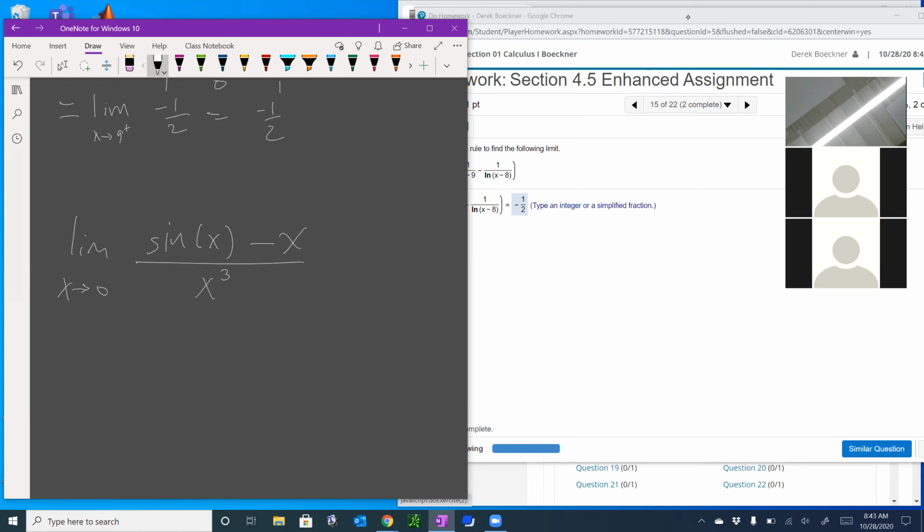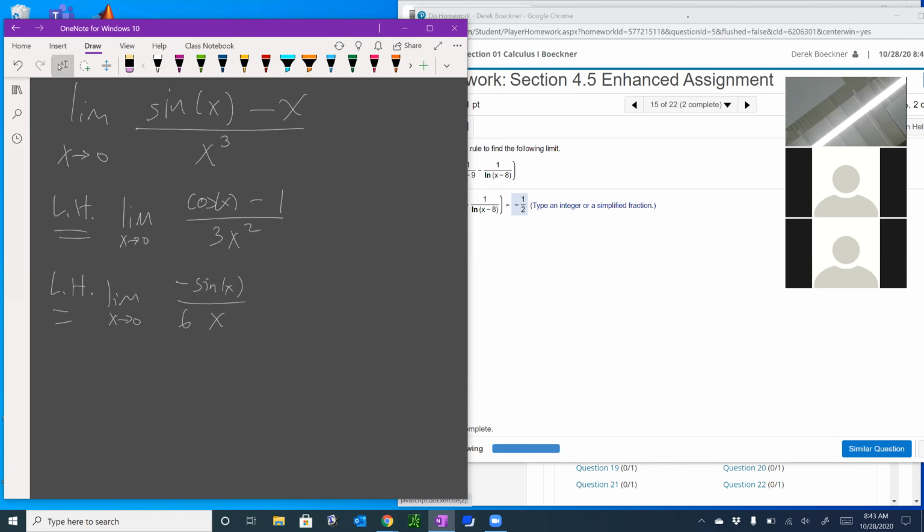It's already in 0 over 0 form, so just L'Hopital's rule right away. So I get the cosine of x minus 1 over x squared with a 3 down there. Then what? Still looks like 0 over 0. So we get to use L'Hopital's rule again. Now I get a minus sign. That minus 1 goes back to 0. I get a 6x.